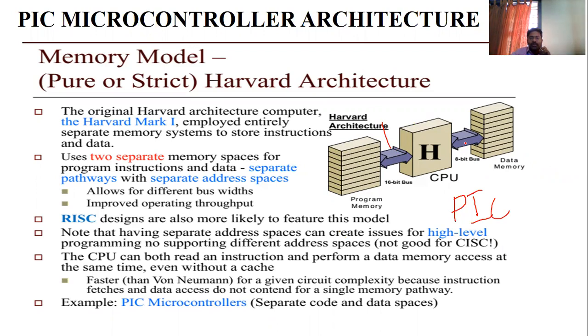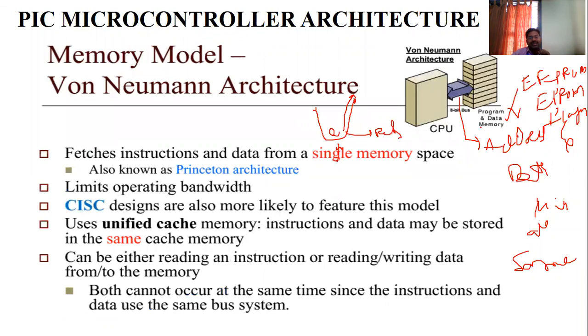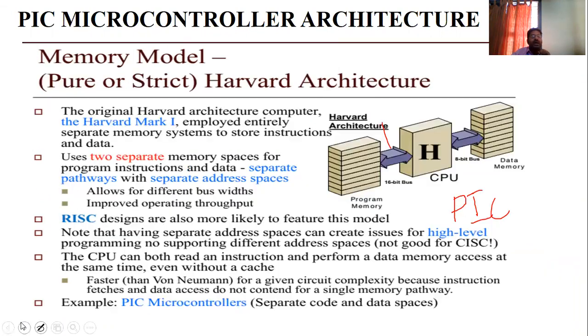In this data memory, suppose you are using only 8 address lines as well as 8 data lines. But in the program memory, you are going to access 16-bit buses. So this is the main difference between the program memory and the data memory.